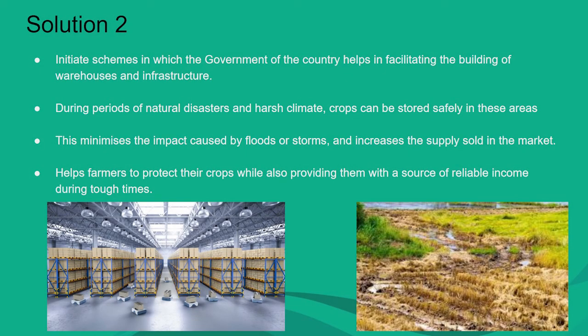Another solution to the problem of uneven food distribution includes the initiative of the governments to build warehouses and infrastructure for farmers to store their yields in a safe place in times of extreme weather, which helps to lessen the impact caused by harsh climate. This reduces the amount of food destroyed by natural disasters such as floods or storms, and the increased yield can be sold in the market. This also helps in supporting the farmers with a reliable source of income during tough times.